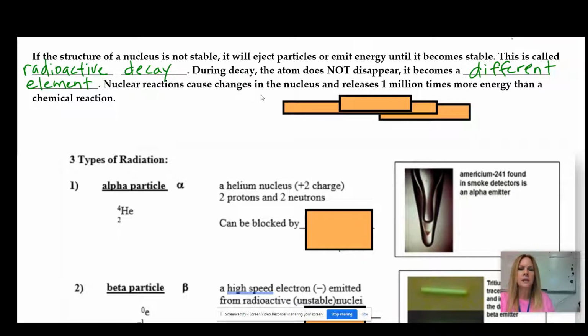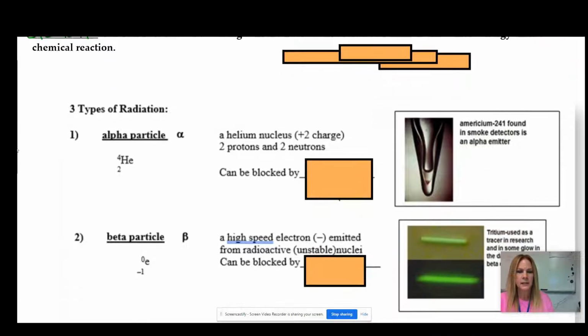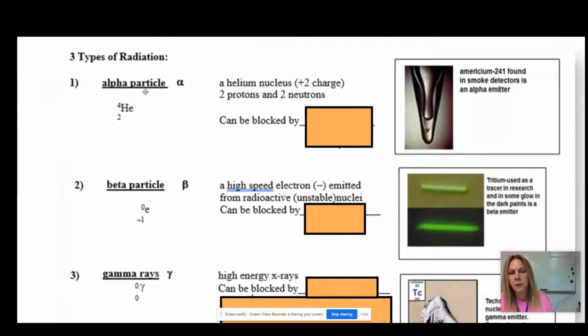Now there are 3 types of particles that they will eject. Some are particles and some are energy. Three forms right down here. The first one we're going to talk about is the alpha particle. Here's the symbol for it right here, and you see that it's really just a helium nucleus. Helium has a mass of 4, an atomic number of 2, and it would have a +2 charge as well, although we didn't write that over here on the helium particle. It's made up of 2 protons and 2 neutrons because we can get that from the mass and the atomic number. Helium is relatively harmless.